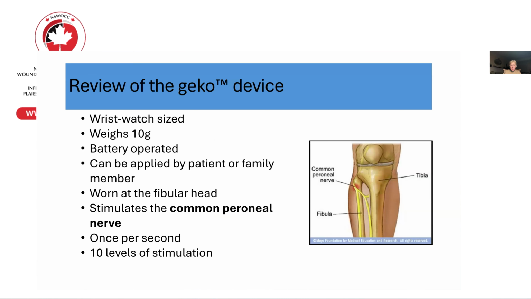So it's about the size of a wristwatch. It's very light. It's battery operated. It can be used for 24 hours, so it's usually 12 hours on, 12 hours off, and then reapplied. Patients and families can learn how to use this. It is worn at the fibular head or on the lateral side of the knee, and it stimulates the common peroneal nerve to give a contraction that occurs once per second. There are stimulating levels. If you look at this, you see a plus and a minus, and you can increase and decrease the intensity of the pulse that occurs, and the patient can adjust that themselves as well. Next slide.